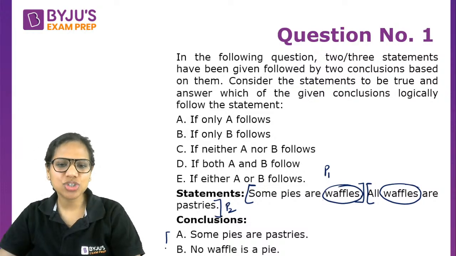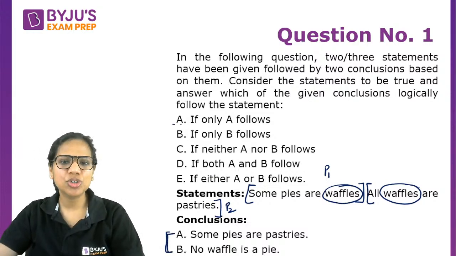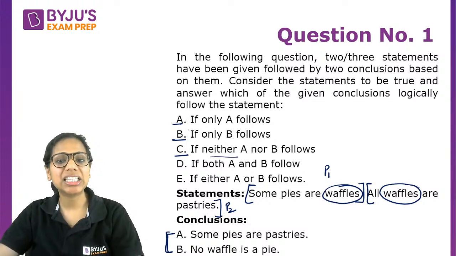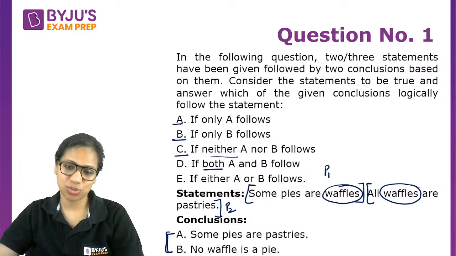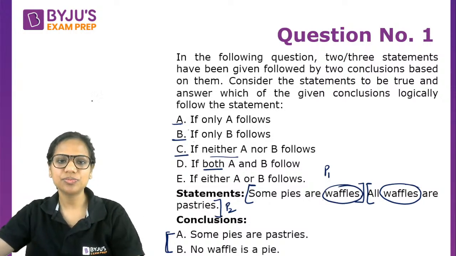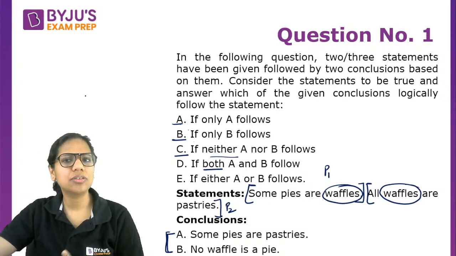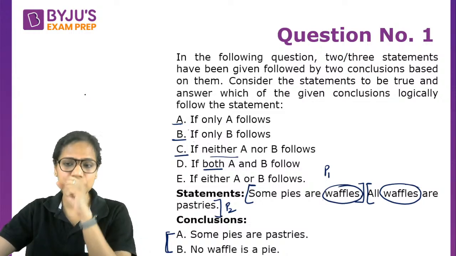Now these two conclusions are given to you. You have to tell me which of these follow. A, only B, neither, both. There is an either also. So we'll address that also. Okay, so how to solve this? How to begin solving this?